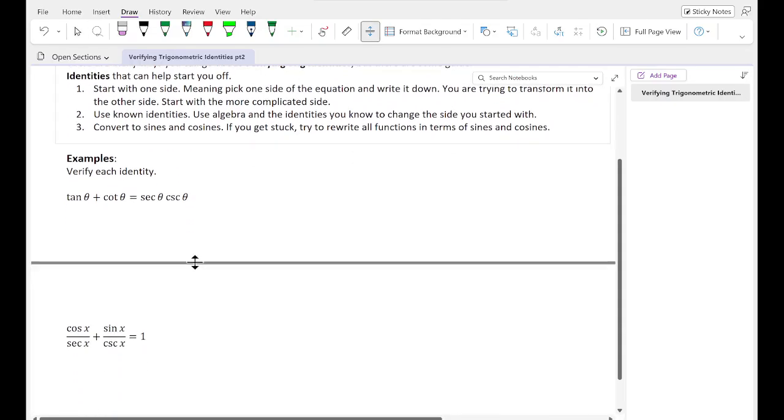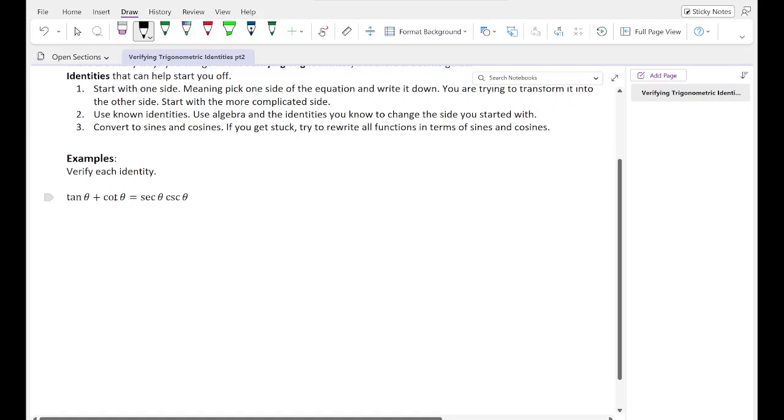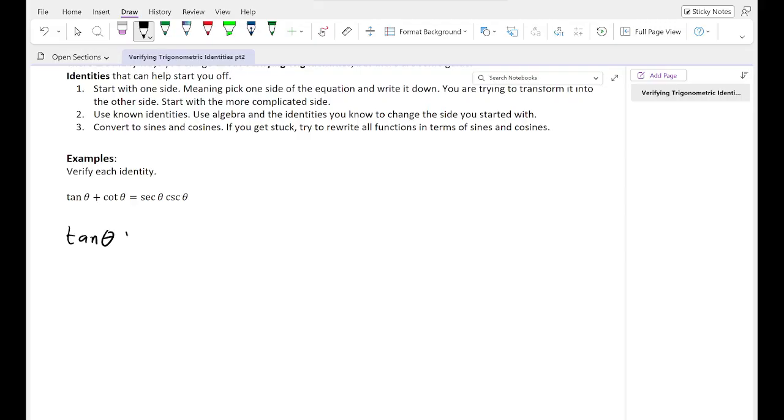So let's start with this first identity here. Tangent theta plus cotangent theta equals secant theta cosecant theta. Neither side really seems to be simple, but I like to start with the left-hand side since it looks about the same difficulty. So I'm going to take tangent theta plus cotangent theta, and I'm going to try and get it to be the same as the right-hand side. First off, I'm going to change these to sines and cosines. So tangent theta is going to be sine theta over cosine theta plus cosine theta over sine theta.